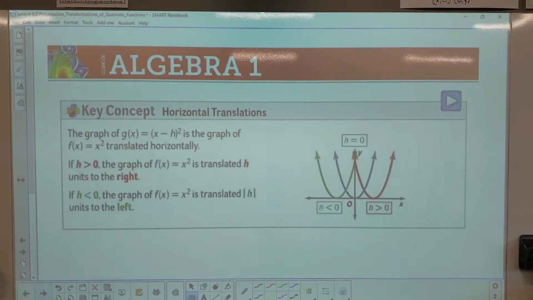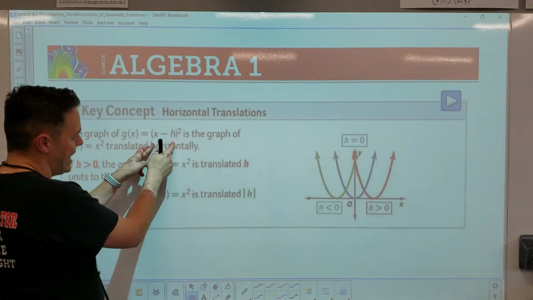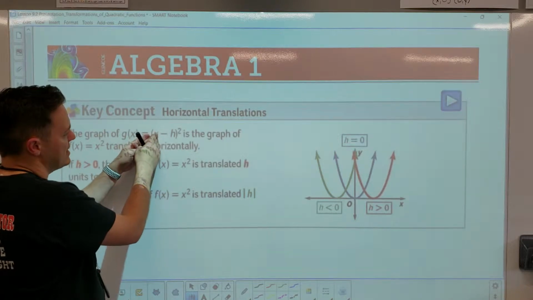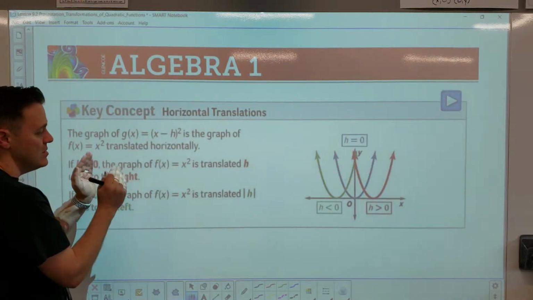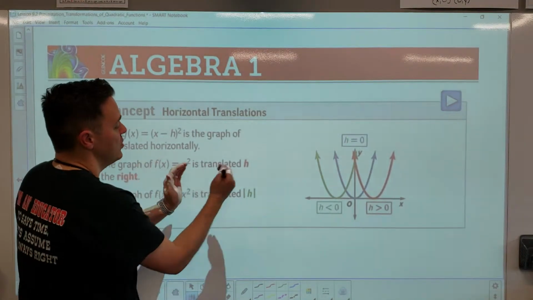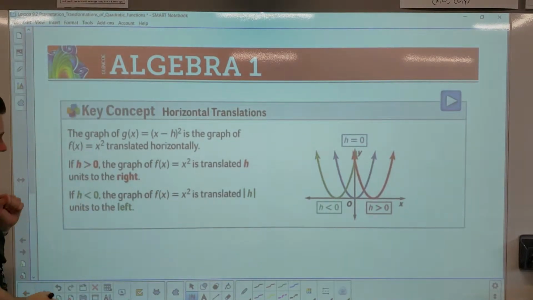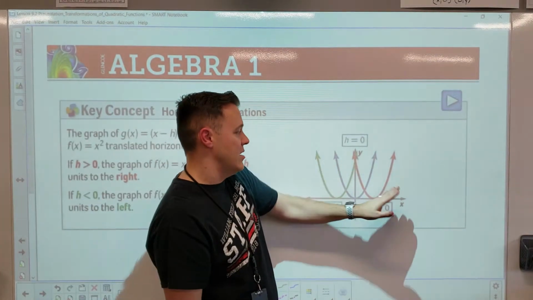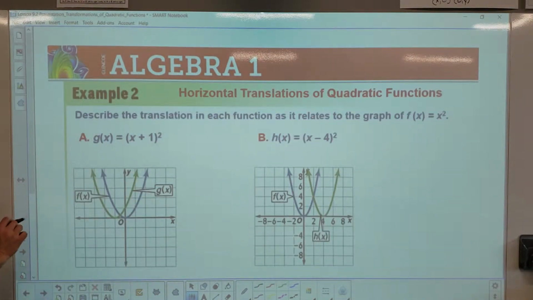Next is the h value. One aspect of the h value you need to make sure you see is that the h value is within the brackets. So we're actually subtracting it from the x before we square it. If the value is inside the bracket with the x, then you move it left or right. Now this one's a little tricky. If h is greater than zero, of course it's going to go right. If it's less than zero, it goes to the left. But there's a slight trick to this.